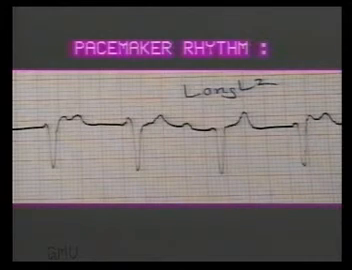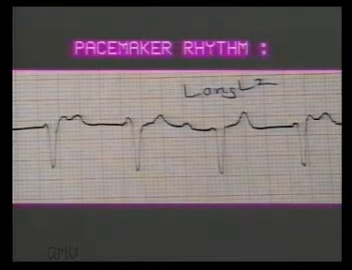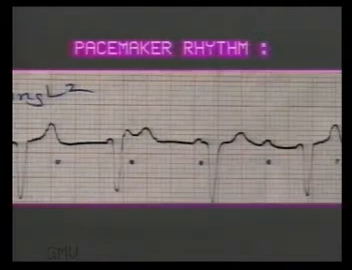Note the wide QRS complexes occurring very regularly at a rate of 75 per minute. This is a pacemaker rhythm. Since the pacemaker is placed in ventricles, the QRS complex is wide, like ventricular beat.